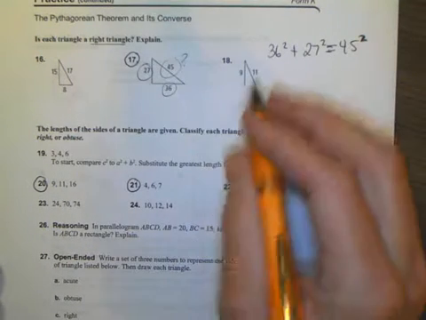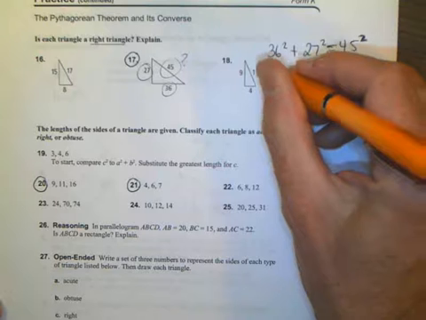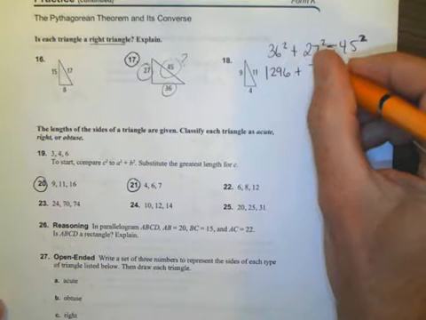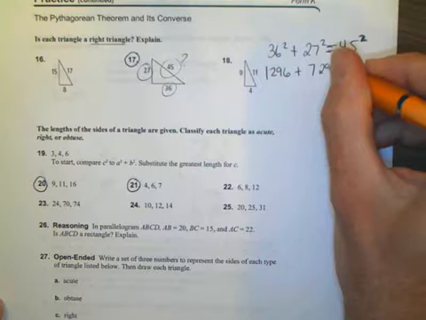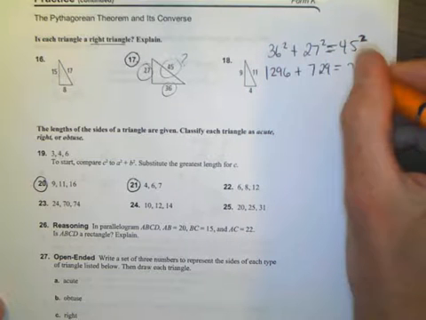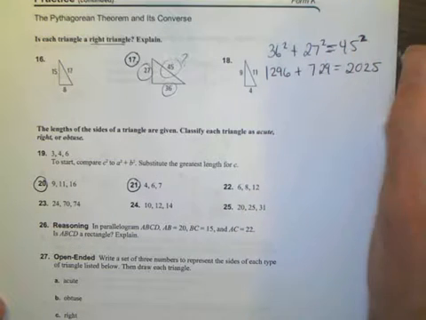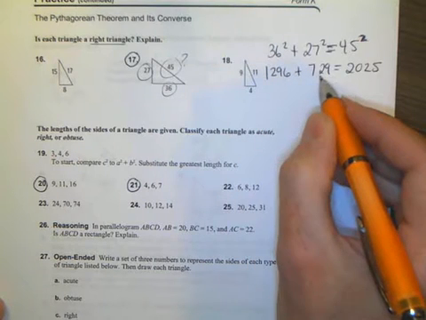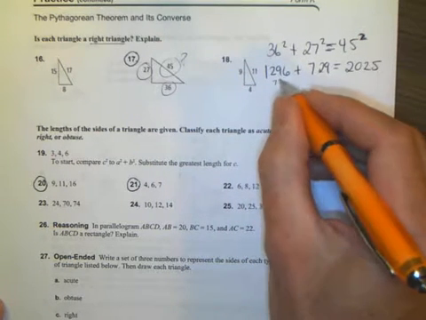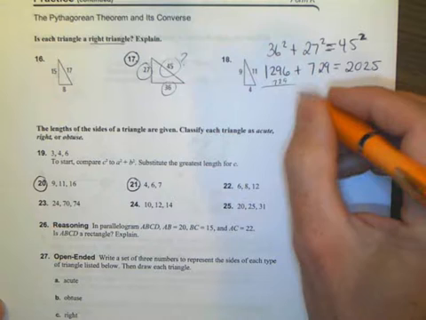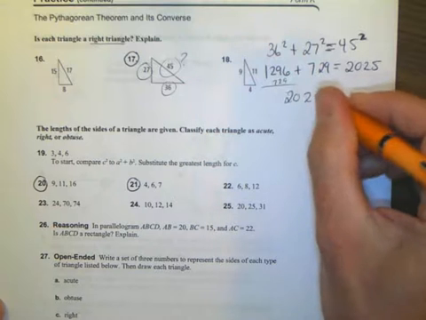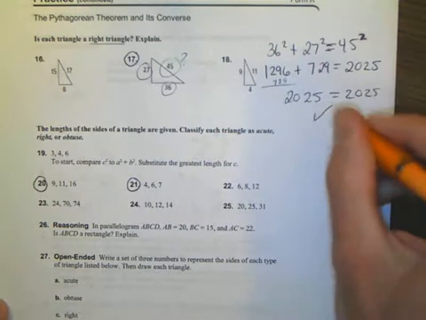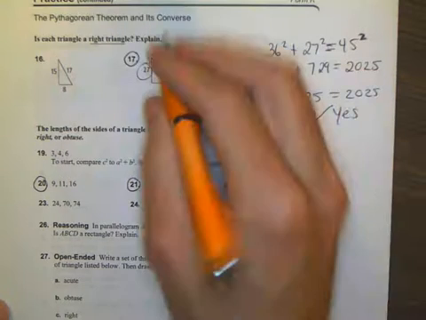So, in our case here, 36 squared is 1,296. 27 squared is 729. 45 squared is 2,025. So now I do some addition. 1296 plus 729, I add that up there, equals 2,025. Does that equal 2,025? The answer is yes. So this is a right angle.